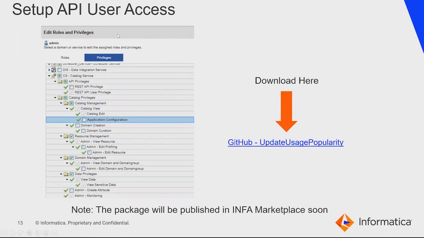The setup of API user access is needed for the Python utility to work. It needs a user account which has the API privileges and update privileges to update the catalog. So please ensure that you have the required access to make the corresponding calls.